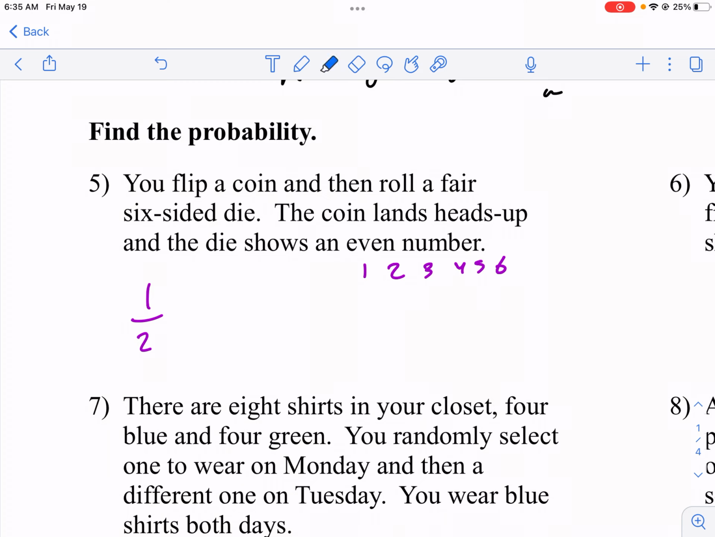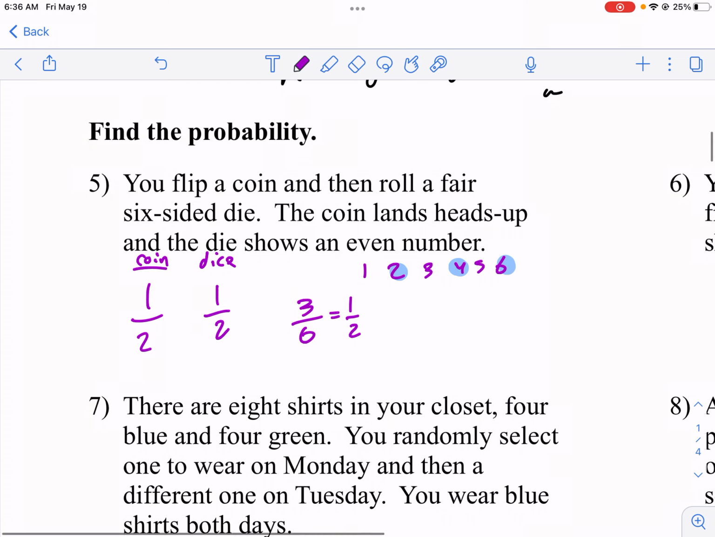So there's 1, 2, 3, 4, 5, 6. Which ones are even? Half of them. So that means that we have a 1 in 2 chance. Well, first let's say we have a 3 in 6 chance, which equals 1 out of 2. So we have a 1 in 2 chance for the coin, and we have a 1 in 2 chance for the die of getting what we're looking for.